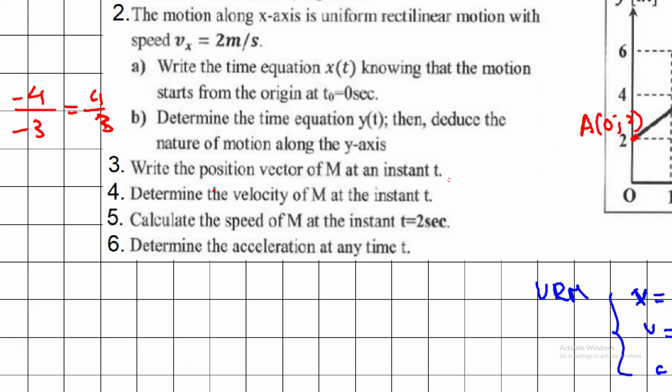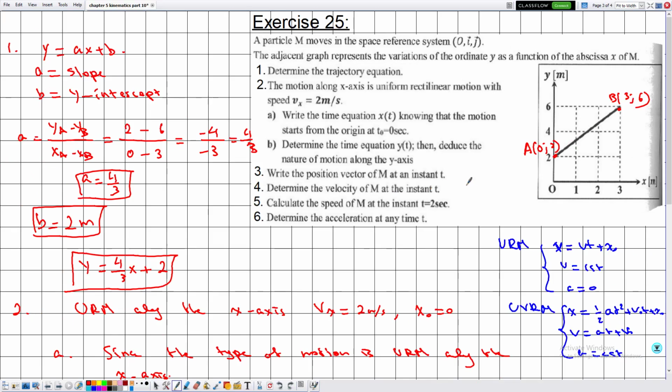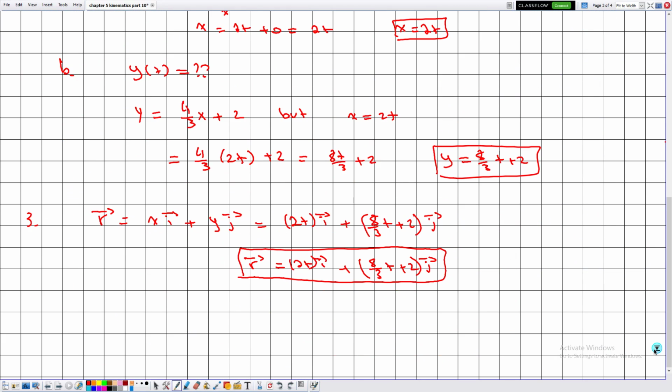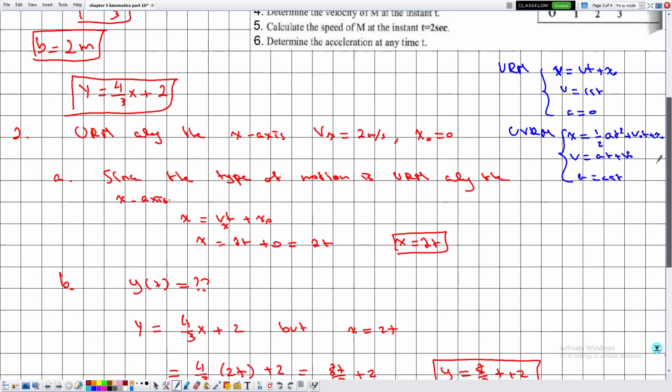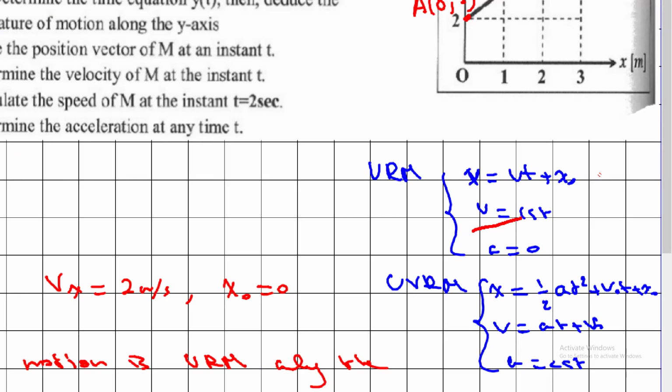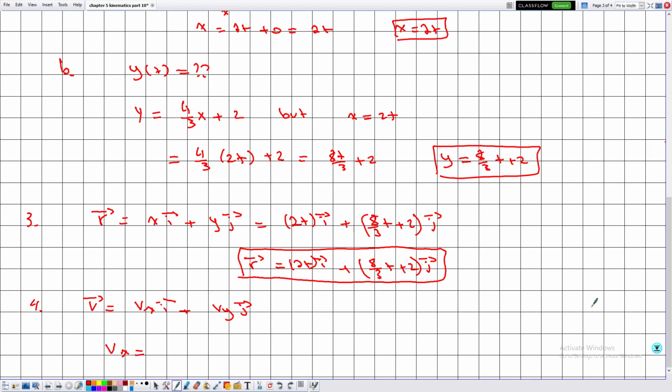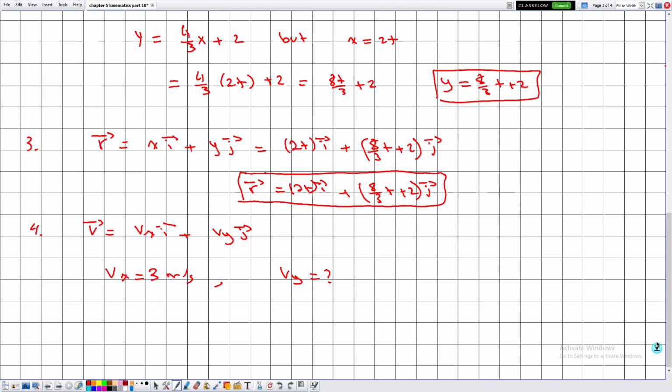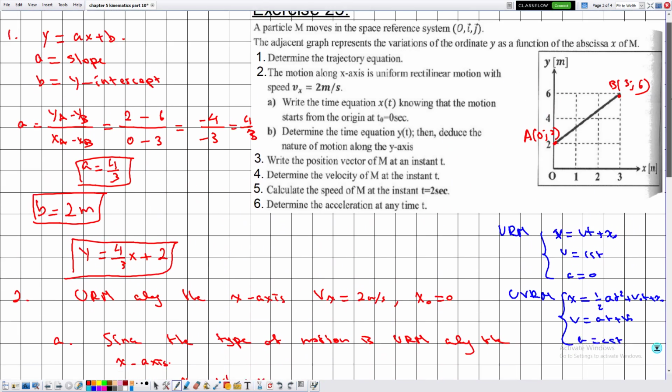Now in number 4, they are telling me to determine the velocity of M at the instant t. Then the velocity vector v is given by vx i plus vy j. We know that vx, previously we have determined, is given by a constant in meters per second, and because the type of motion is URM, then v is equal to a constant. So vx is equal to 3 meters per second. Now it's left to determine vy, and vy can be determined by studying the motion along the y-axis. Notice that till this moment we didn't study the motion along the y-axis.